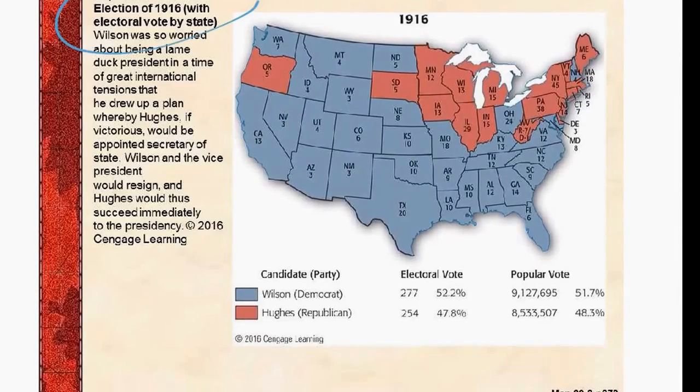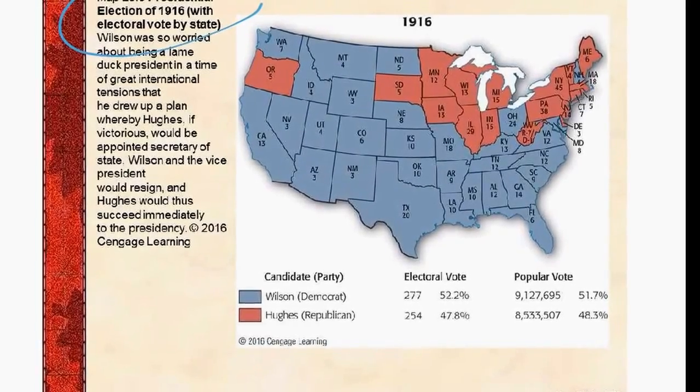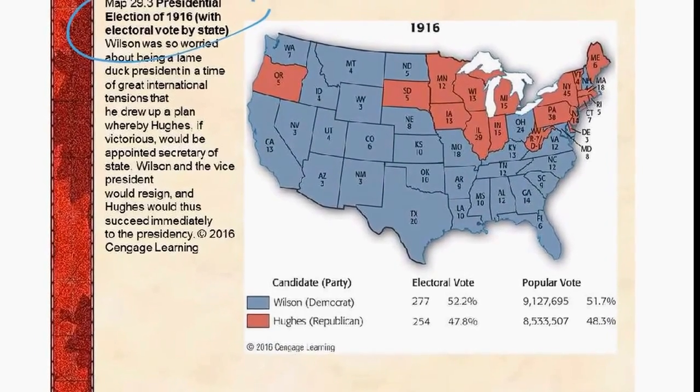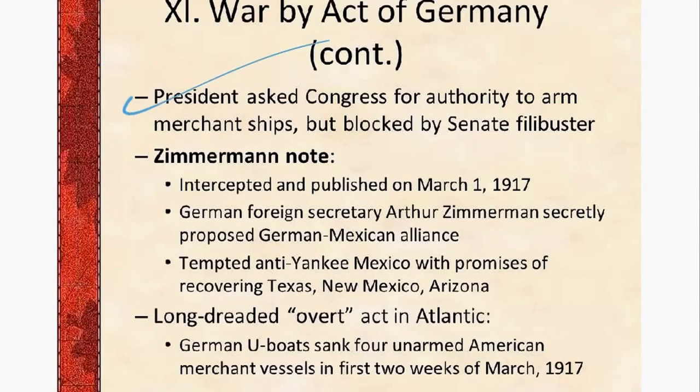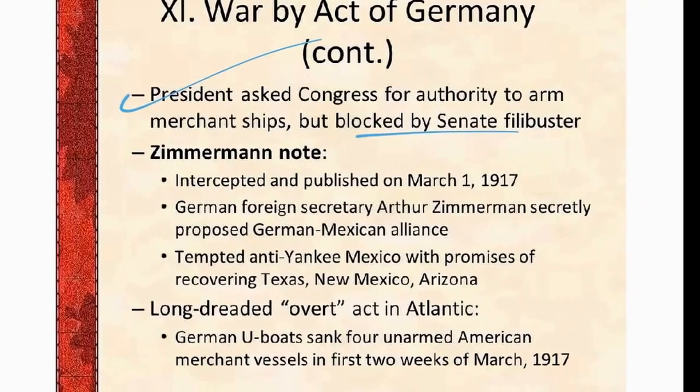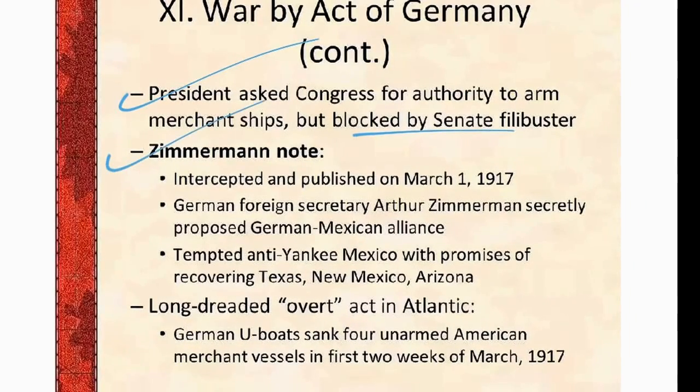This is the presidential electoral map of 1916, showing electoral votes by state. The president asked Congress for authority to arm the merchant ships, but they were blocked by a Senate filibuster. Then came the Zimmermann Note, which was intercepted and published on March 1st, 1917.